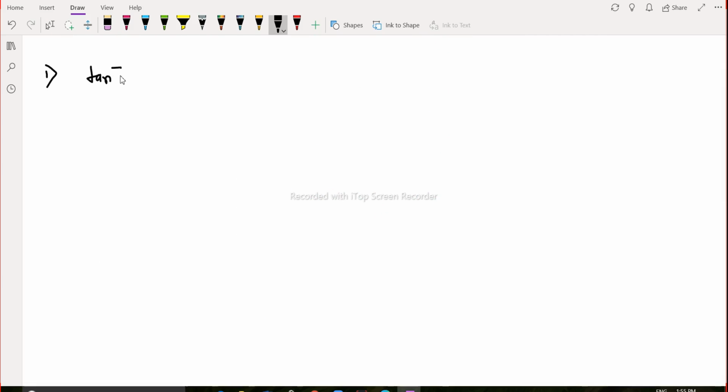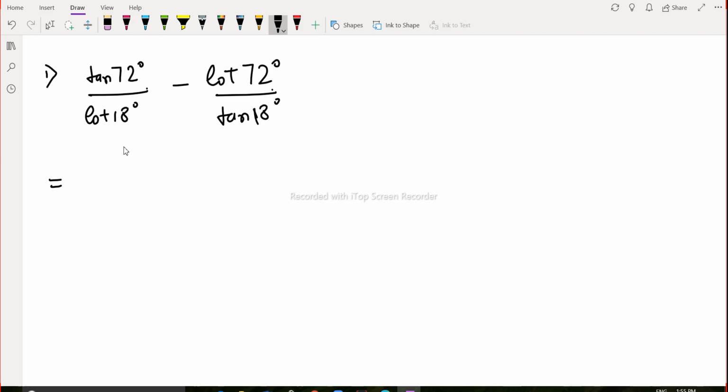This one, let's say tan 72 degrees upon cot 18 degrees minus cot 72 degrees upon tan 18 degrees. We need to solve this. Now, we very well know that 72 degrees and 18 degrees are not standard angles. So we need to do something wherein we can easily solve this without using trigonometric tables. So what I'll do is, 72 plus 18 is complementary. So for tan, I will write tan 90 minus 18, because 90 minus 18 will give me 72. And I'll keep this as it is.